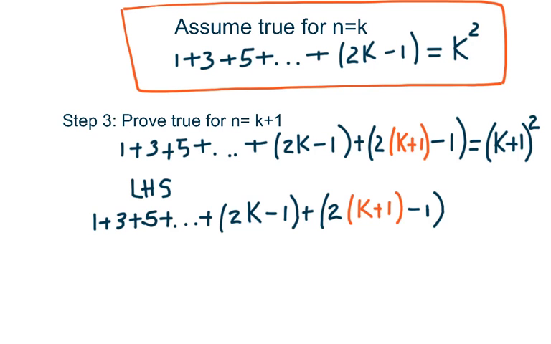Now here is where step 2 comes in handy. We know that 1 plus 3 plus 5 plus the middle terms plus 2k minus 1, that is this portion here, is equal to k squared based on step 2, our assumption that it's true for n is equal to k. So therefore we can replace this part of our left-hand side with k squared. And then we fill in the remainder of our expression.